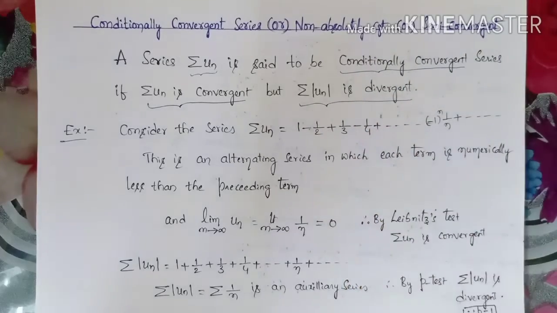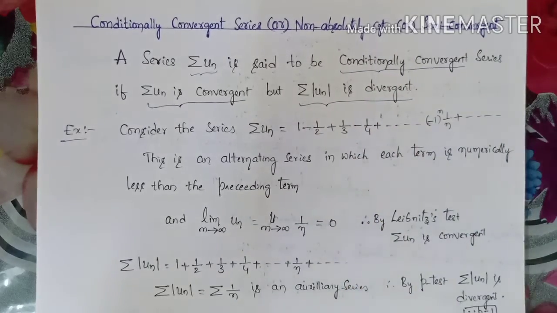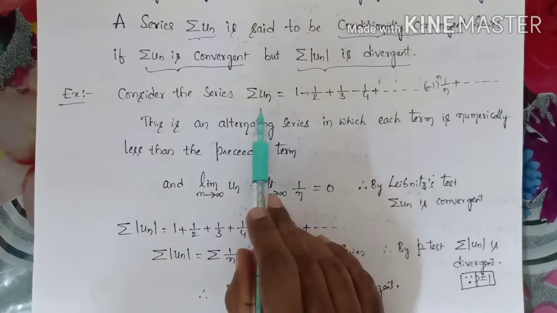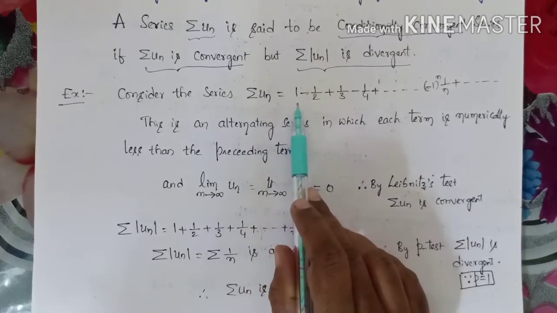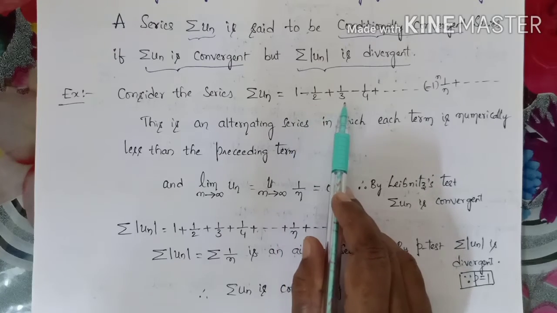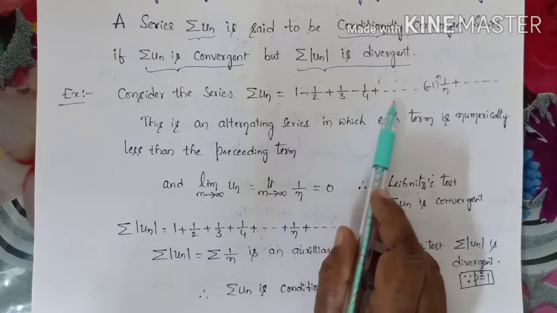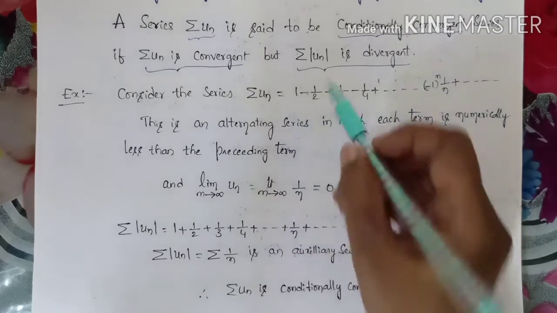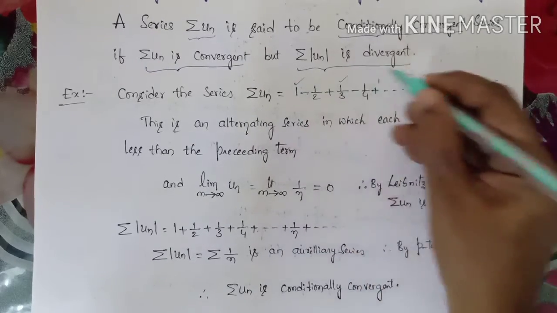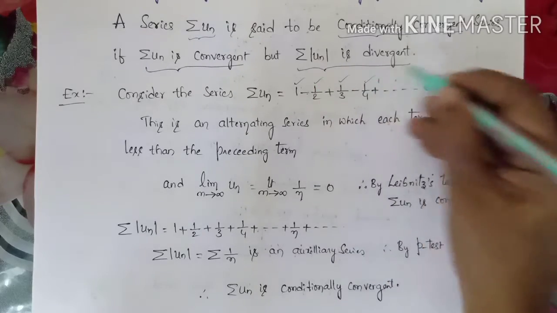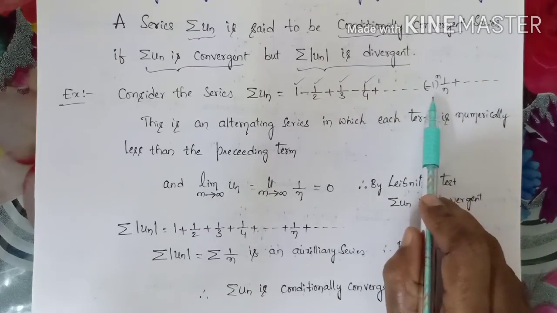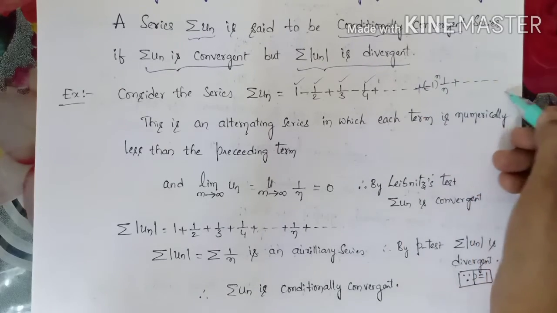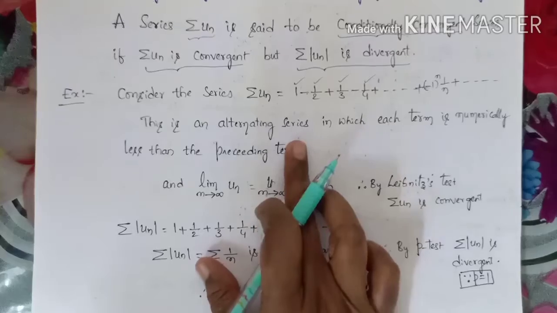We take one example. Consider a series sigma un equal to 1 minus 1 by 2 plus 1 by 3 minus 1 by 4 and so on. This is an alternating series. It contains infinitely many positive terms and infinitely many negative terms. Here we write nth term as minus 1 whole power n into 1 by n plus and so on.